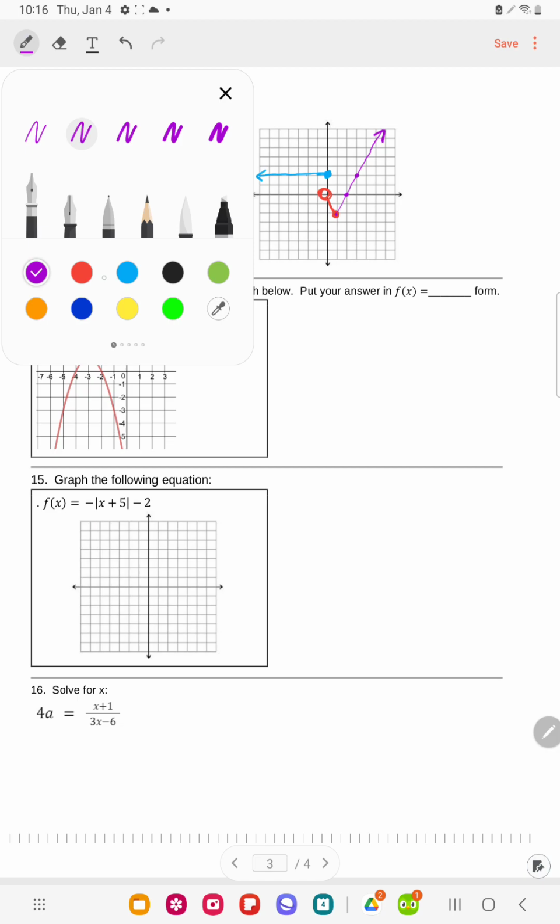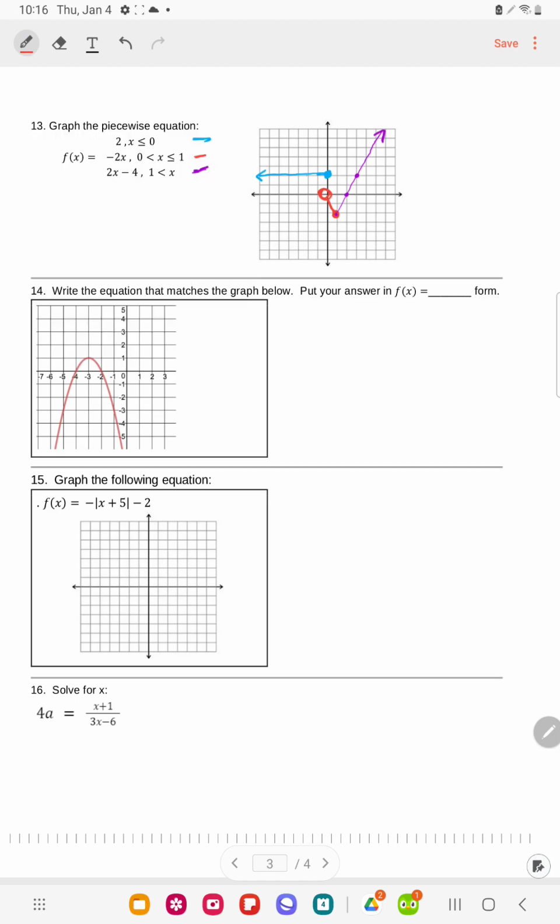14. Write the equation that matches the graph below. Put your answer in f of x equals form.